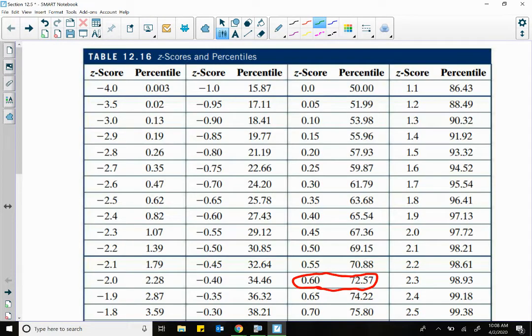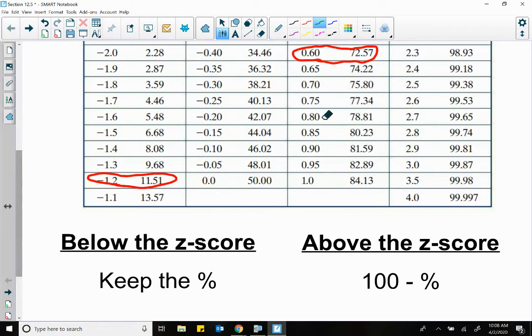Number 2 is all about 0.8. So we come over to our chart. Where is this 0.8? We're going to have to scroll down. Here's 0.8. So the below percent is 78.81.